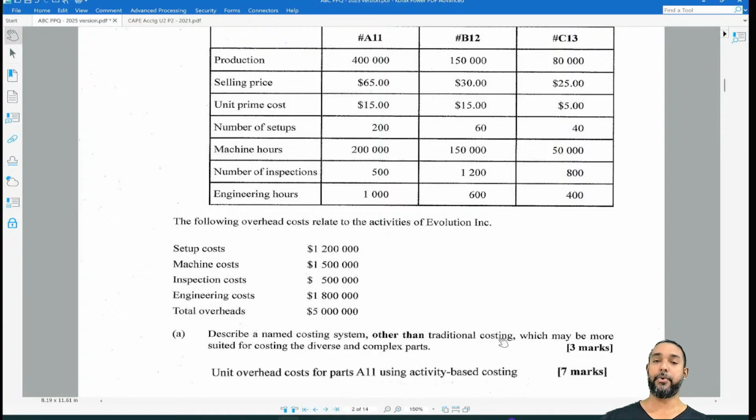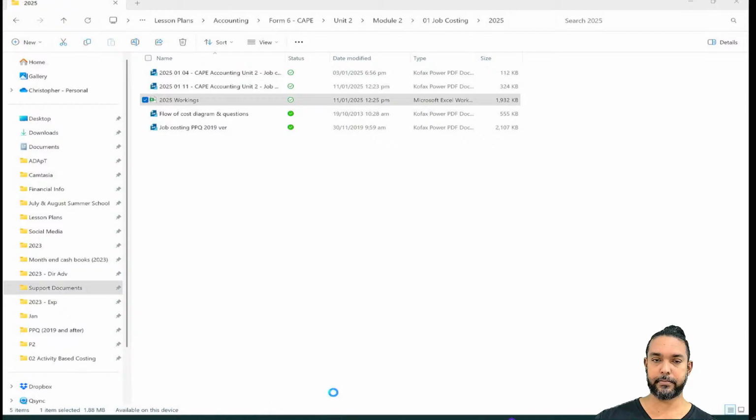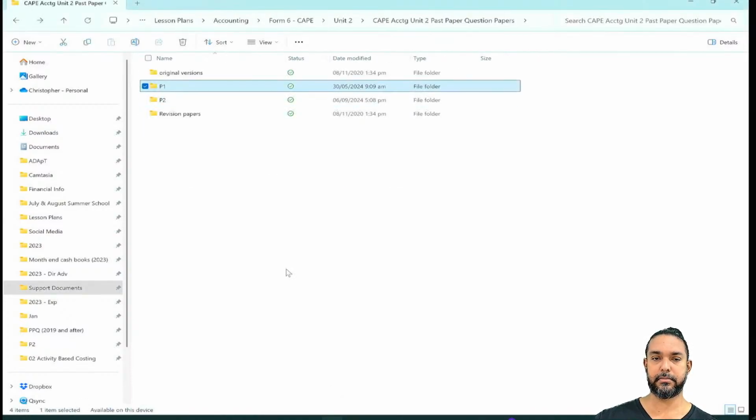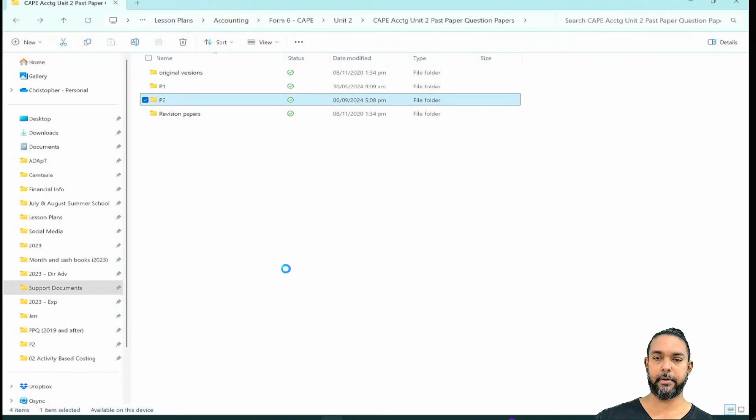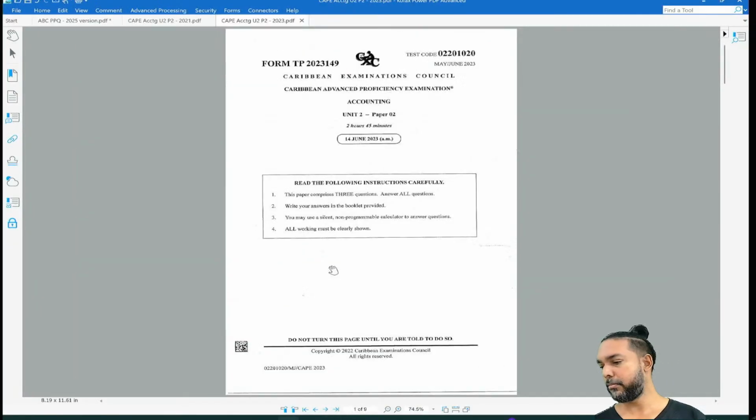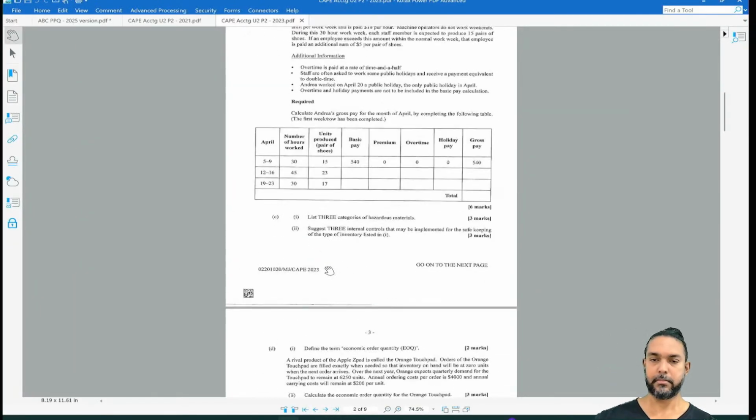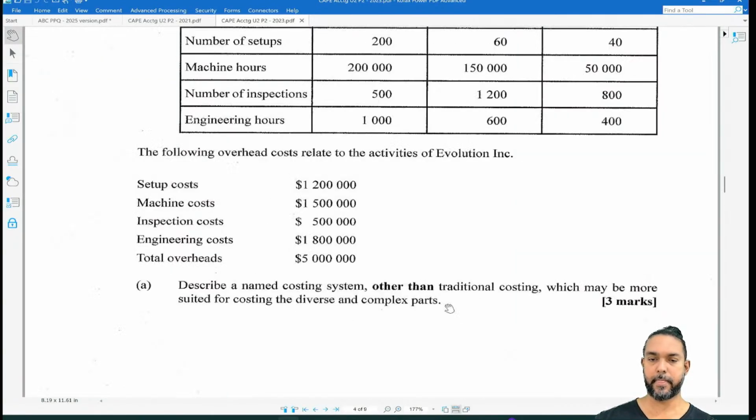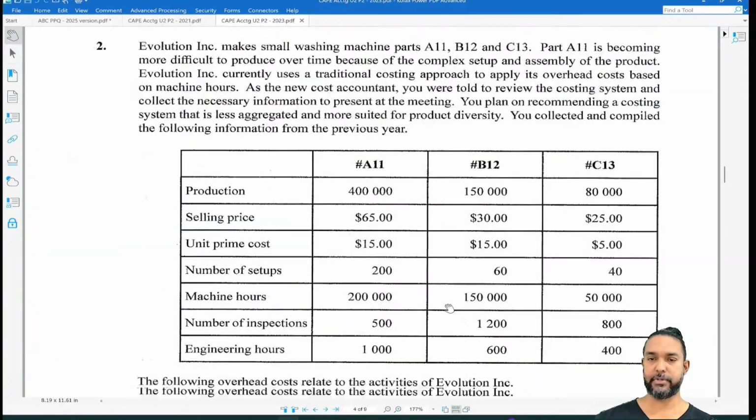Okay, what they want you to do is to calculate now it's just the overhead cost. Hold on, let me pull back up 2023 so we could see the actual question. Right, so it's the same question, right, guys? Cool.